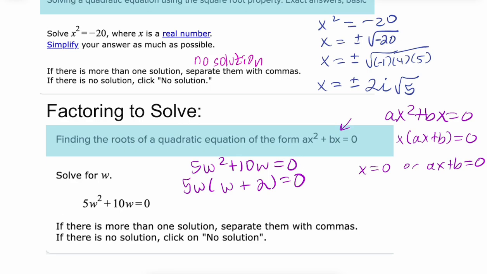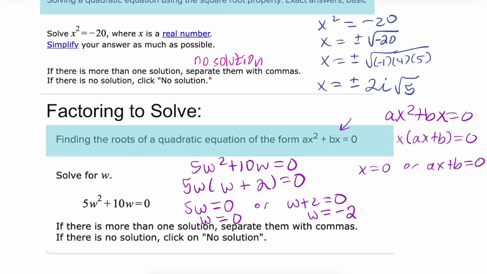Okay. Now what's cool is we can separate them. 5w equals 0 or w plus 2 equals 0. And they become just very simple things to solve, right? For the 5w equals 0, if you divide both sides by 5, 0 divided by anything is still 0. And ones that have just these two terms like this will always have a 0 in there. And then here, that would be negative 2.